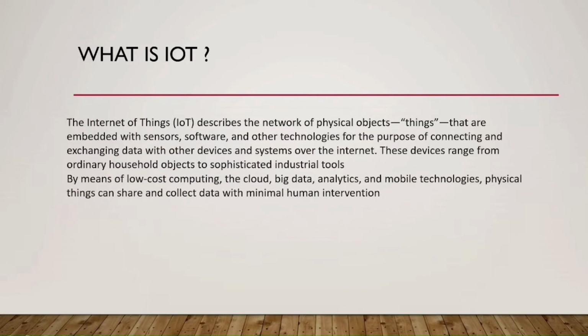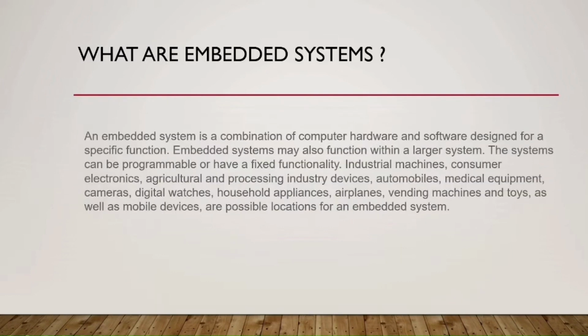Then, what is IoT? The Internet of Things describes the network of physical objects that are embedded with sensors, software and other technologies for the purpose of connecting and exchanging data with other devices and systems over the internet. These devices range from ordinary household objects to industrial tools. Next, what are embedded systems?